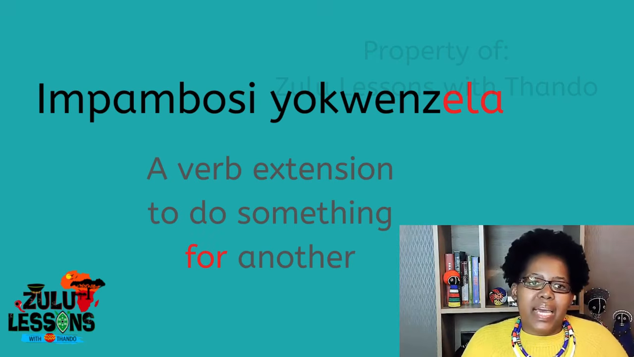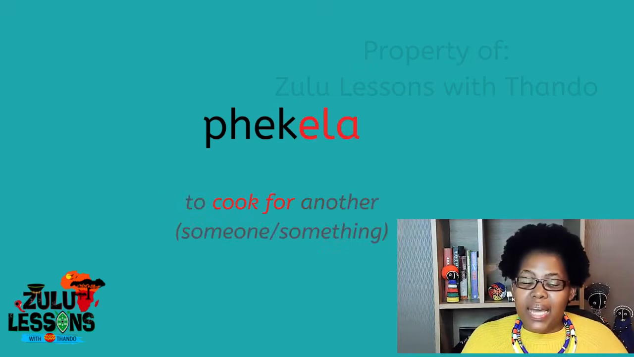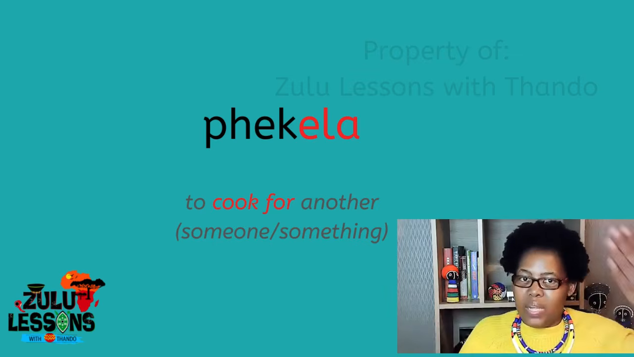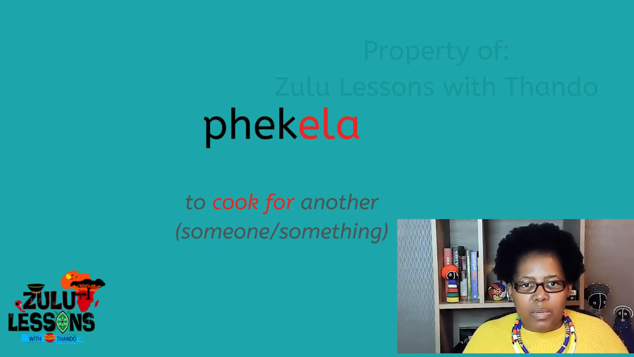Now, let's make an example here. The verb is pheka, to cook. When we remove that last A of that verb, pheka, and we put in the extension ELA, we now have the verb phekela. We are now saying to cook for another. So to cook for someone, to cook for something, or to cook for an event. So let's make a couple of examples so you can see what we are saying here.